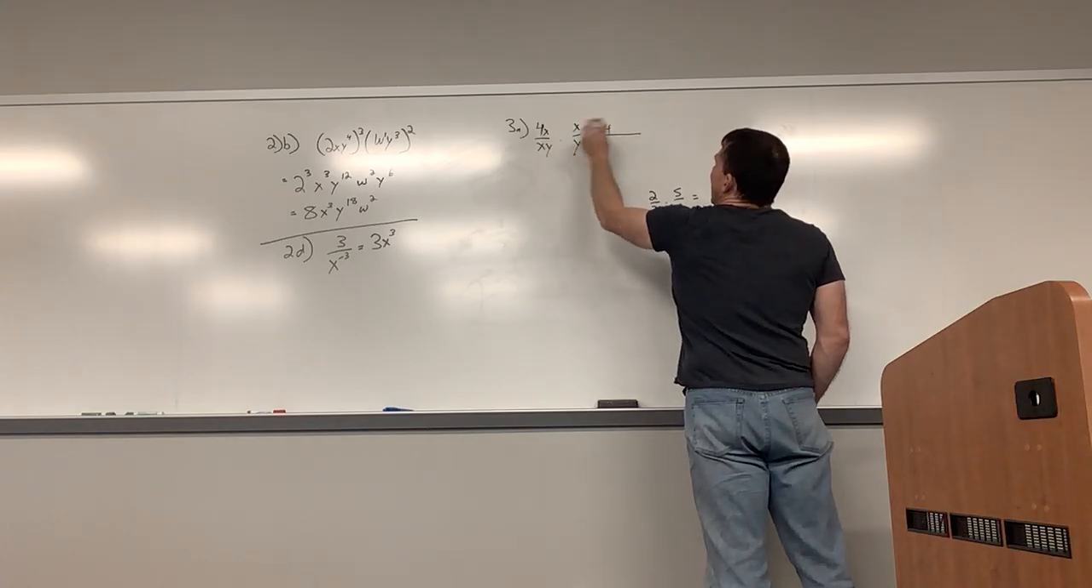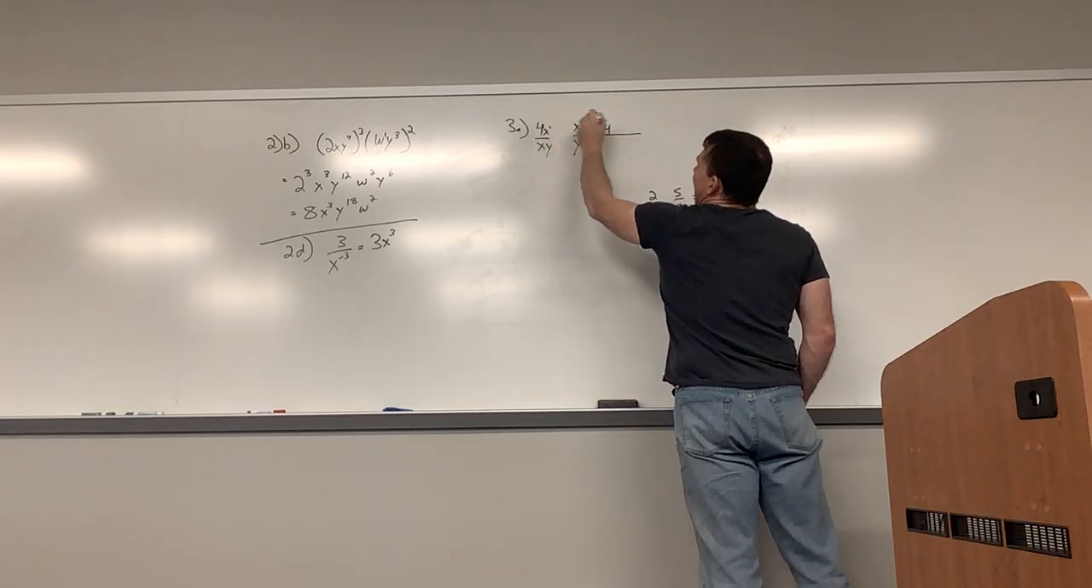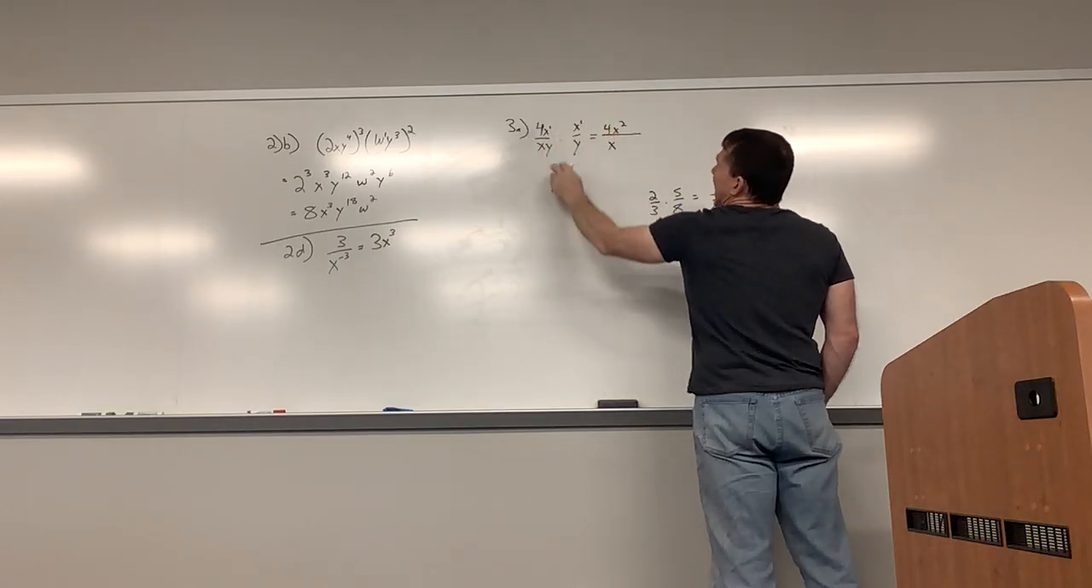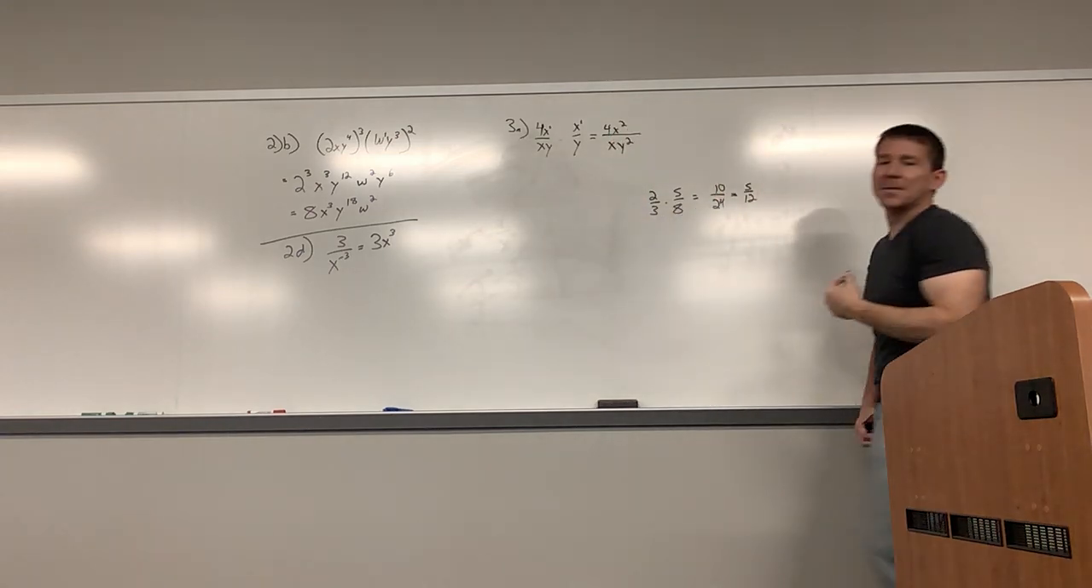Same idea here, multiply straight across. There's a 4, x times x. Multiply two exponentials together, add the powers. So that's x squared. On the bottom, there's an x. y times y, same idea, is y squared.